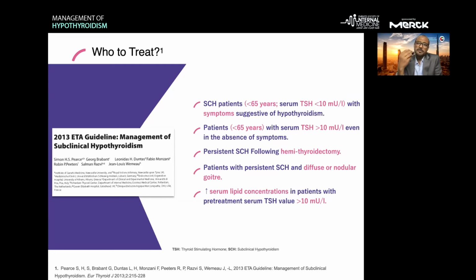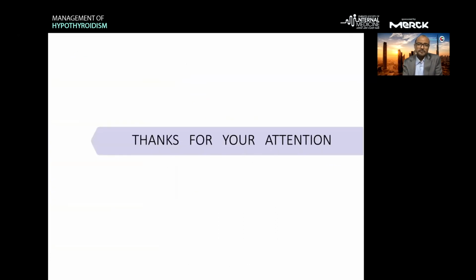subclinical hypothyroidism after hemithyroidectomy. Sometimes patients post-hemithyroidectomy might have subclinical hypothyroidism for a short period of time, then the other half of the thyroid will take over. But if it doesn't and they continue to have subclinical hypothyroidism, you might need to start them. If you have a patient with persistently elevated lipid concentrations or patients who are planning fertility, then we should consider treating them with thyroxine.